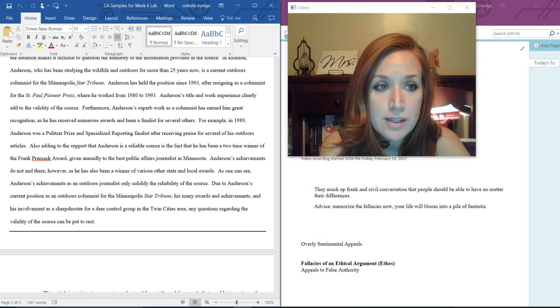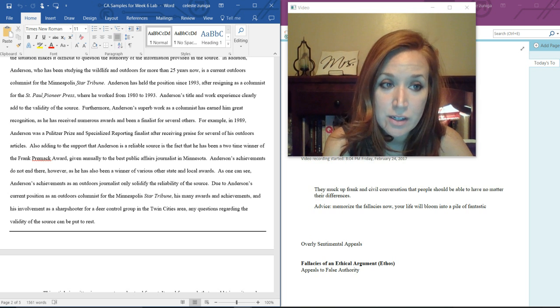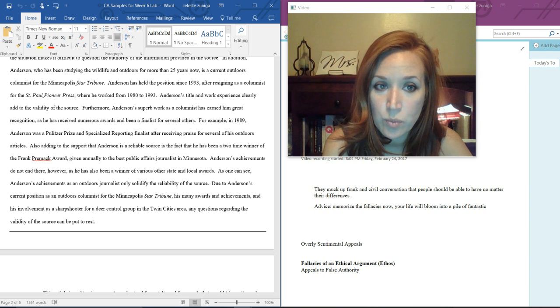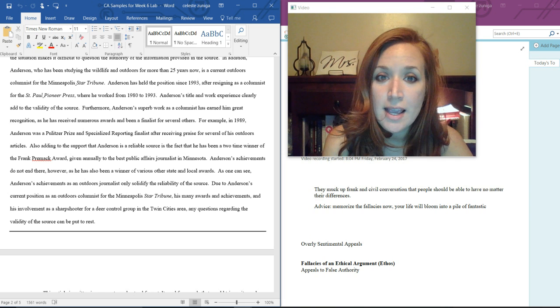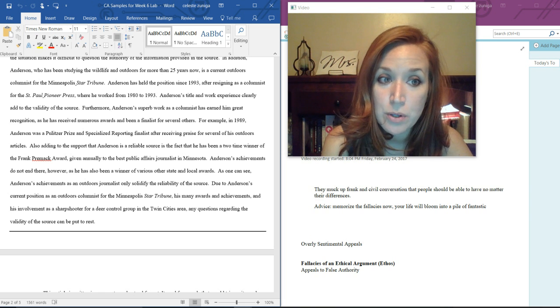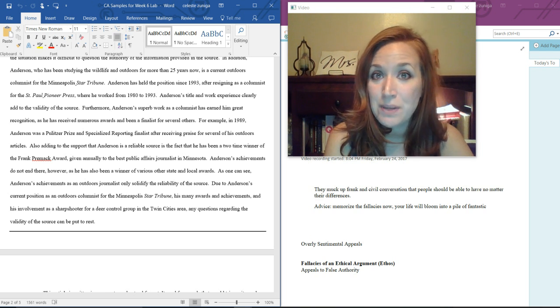Anderson's title and work experience clearly add to the validity of the source. Furthermore, Anderson's superb work as a columnist has earned him great recognition, as he has received numerous awards and been a finalist for several others. For example, great transition. In 1989, Anderson was a Pulitzer Prize and specialized reporting finalist after receiving praise for several of his outdoors articles. That's big stuff, right? That probably should have led the CSC section. If you were a Pulitzer Prize finalist, that's the icing on the cake, right?